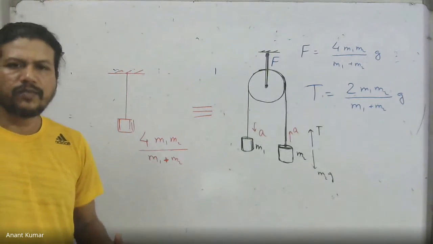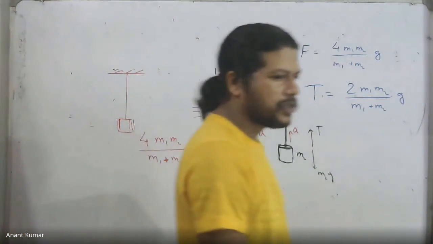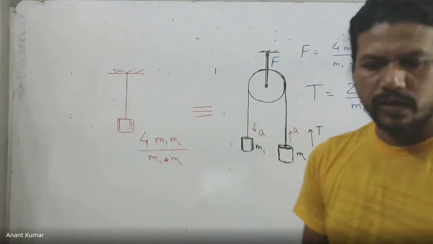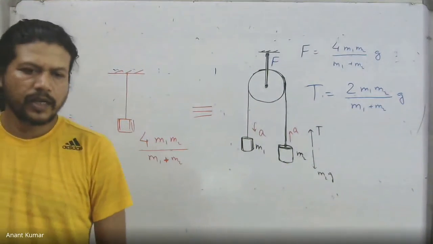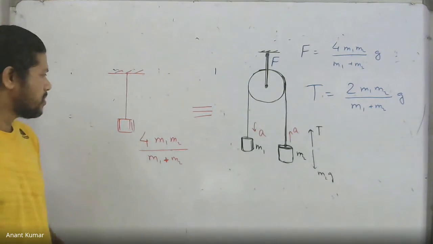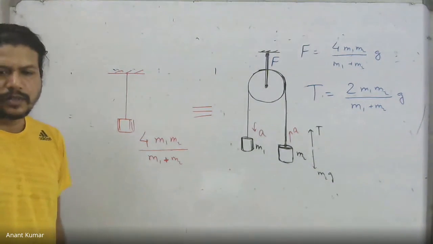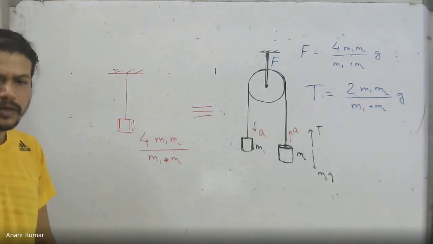This can be thought of as an equivalent mass of the Atwood machine, pretty much like the equivalent resistance that we might have calculated in class 10. In similar fashion, in many instances we can replace the Atwood machine by a single point mass or single block whose mass is equal to that much. Okay, you remember this one, which I'll be using a bit later on.